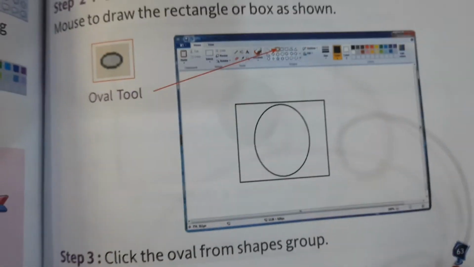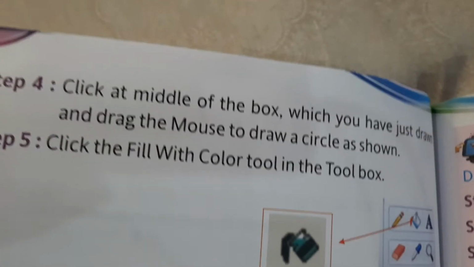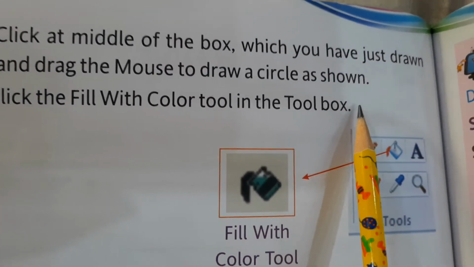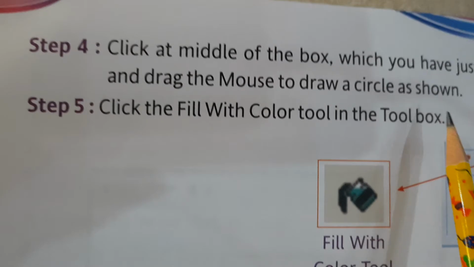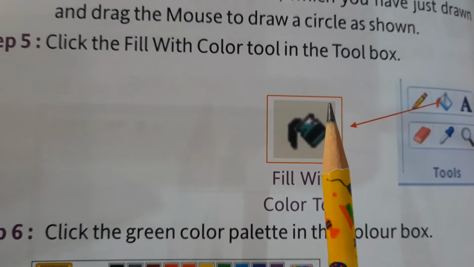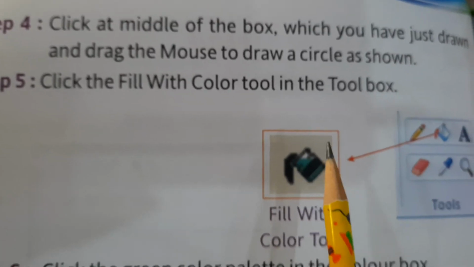Then you will click on the oval tool. It is showing the oval tool. You can click on the oval shape from this. Then click at the middle of the box which you have just drawn and drag the mouse to draw a circle. You can check in the previous page how it was drawn.